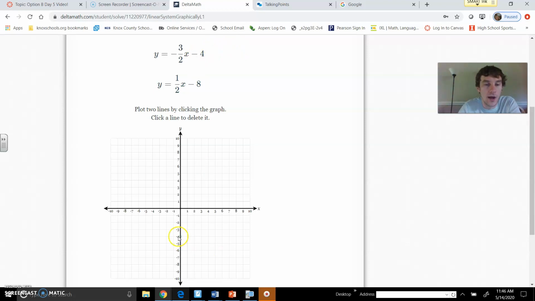-4, that's our y-intercept for the first line, so we're going to click there at -4. And then the other value, -3/2, that's our slope, telling us to go down 3 and right 2, and that'll tell us where the next point is. This avoids a lot of input-output as a process of graphing. For example, if you plug in 0 for x, 0 times -3/2 is 0, and 0 minus 4 is -4.